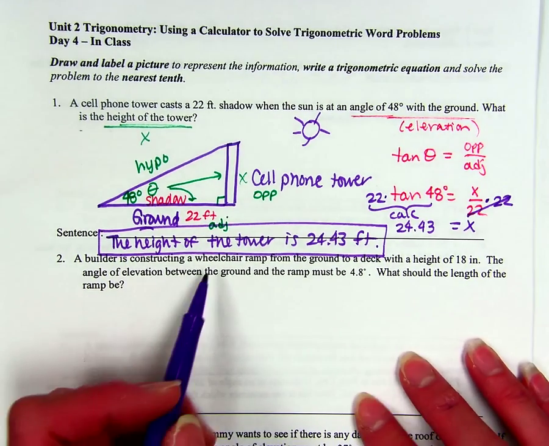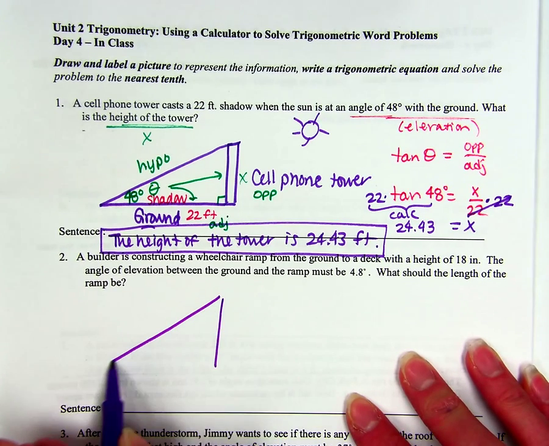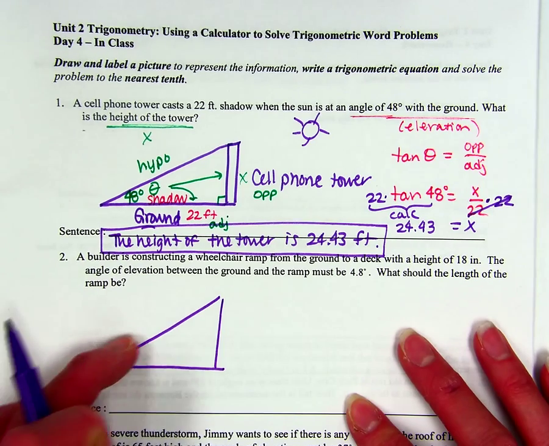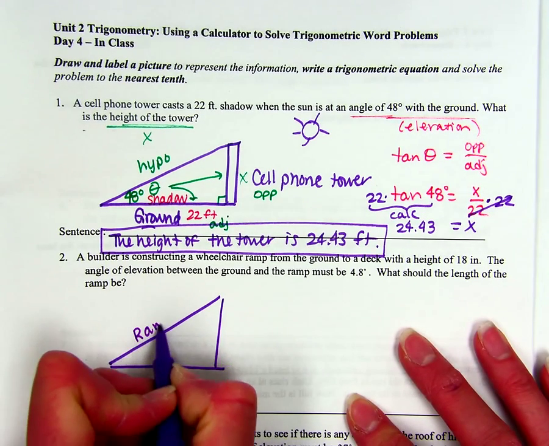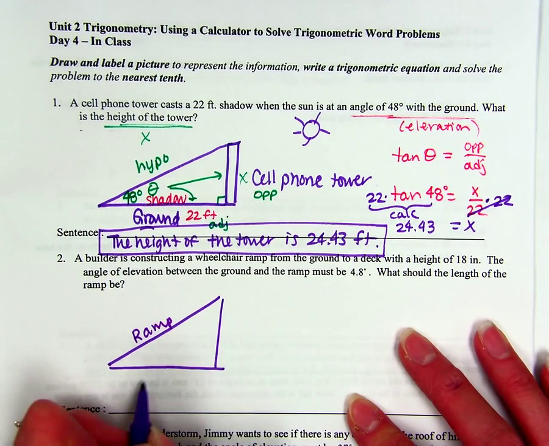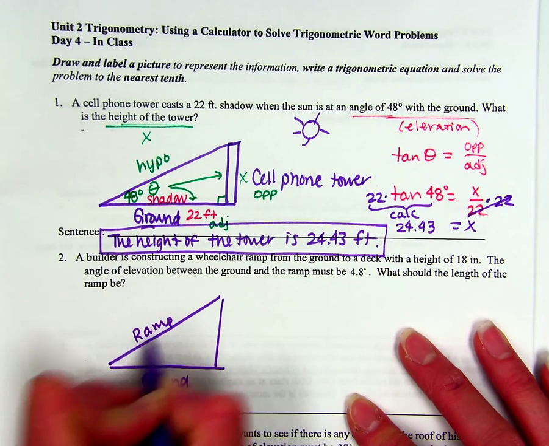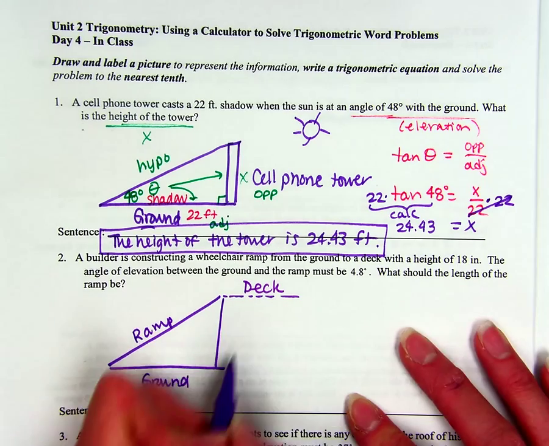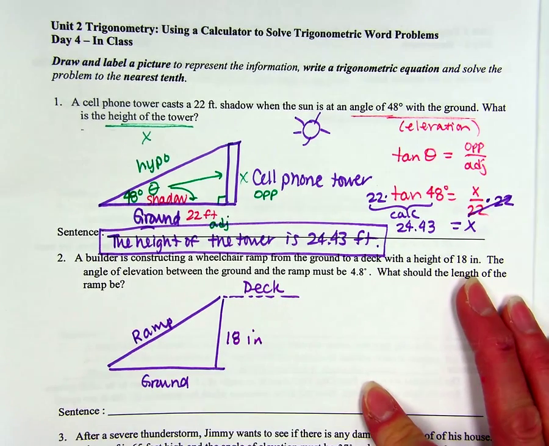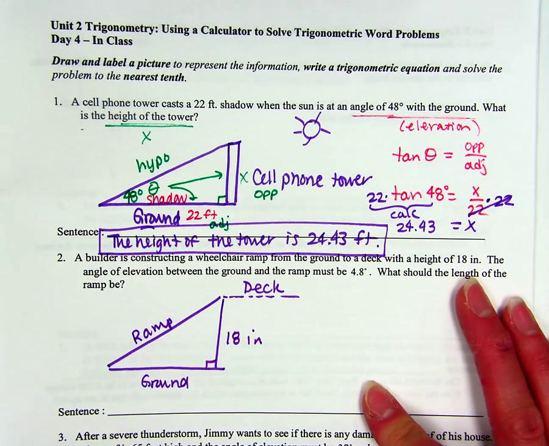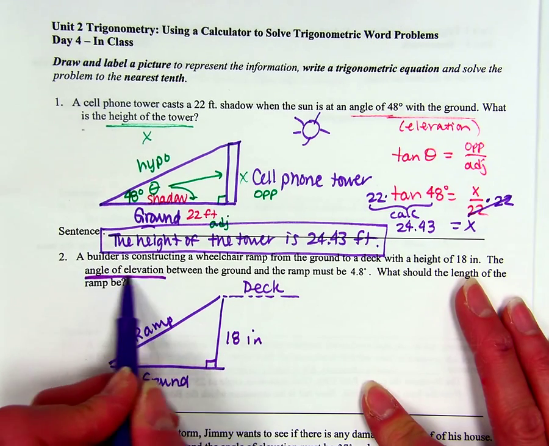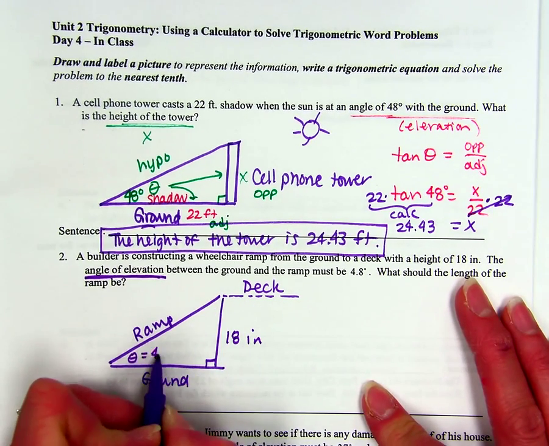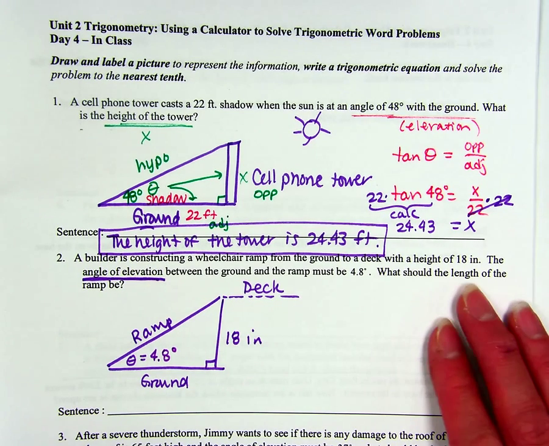All right, a builder is constructing a wheelchair ramp from the ground to a deck with a height of 18 inches. So if you're trying to go up a wheelchair ramp, here's your ramp. That's your diagonal. The ground is here, and the person on the wheelchair is trying to get up to a deck that's up here. Right, so the height is 18 inches. That's your vertical amount. Here's your right angle. The angle of elevation, so that's from the ground up, between the ground and the ramp, must be 4.8 degrees. What should the length of the ramp be?